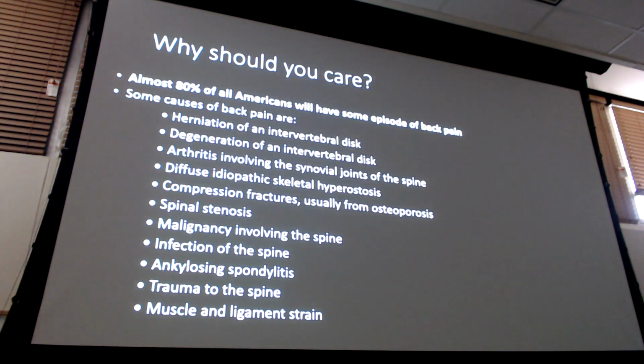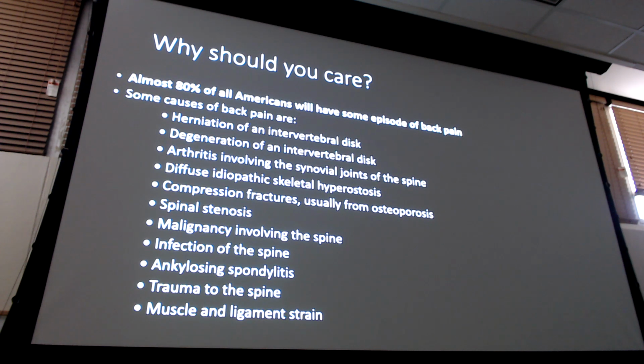Okay, so we'll start off with the spine. 80% of Americans have back pain. Low back pain is the number one diagnosis in this country, if you look at medical charts. More than diabetes, more than hypertension, low back pain.